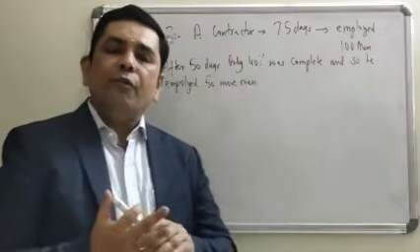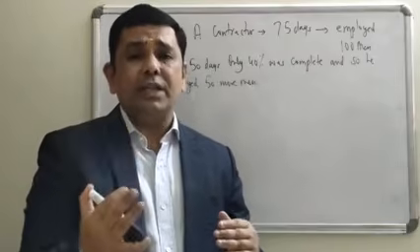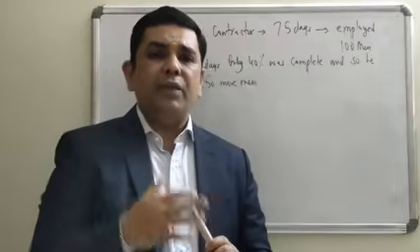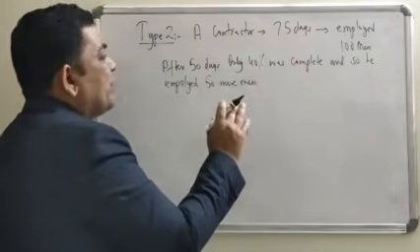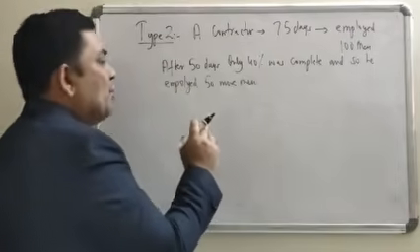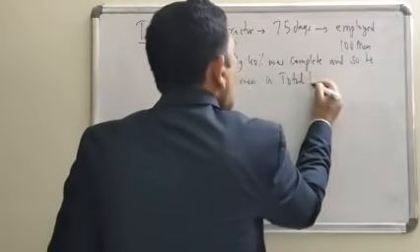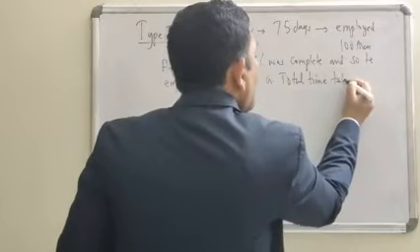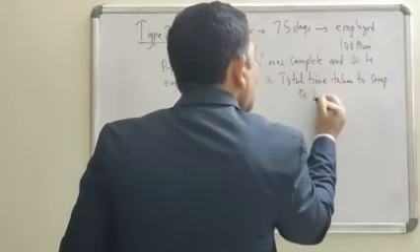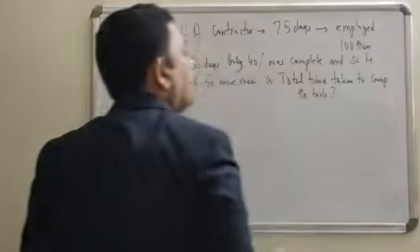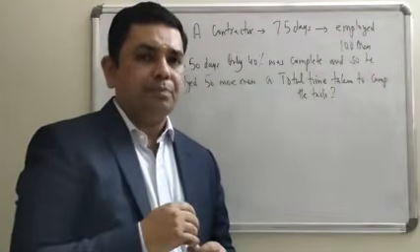Now from here, various questions can be asked. Varied questions can be asked. So after 50 days, only 40% was complete and so he employed 50 more men. Let me first take a basic question. What is the total time taken to complete the task?